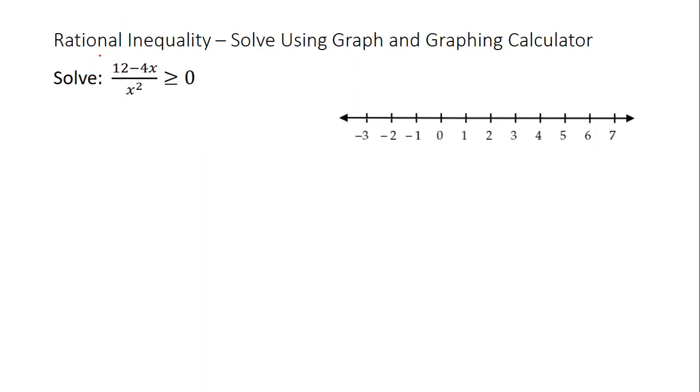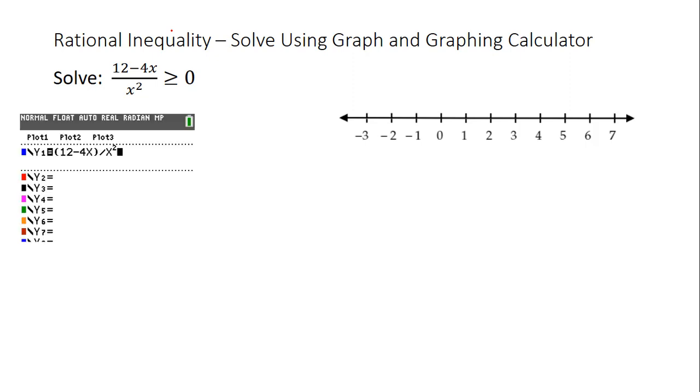This video will demonstrate how to use a graph and graphing calculator to solve a rational inequality. We want to solve the inequality: the quantity 12 minus 4x divided by the quantity x squared is greater than or equal to 0.